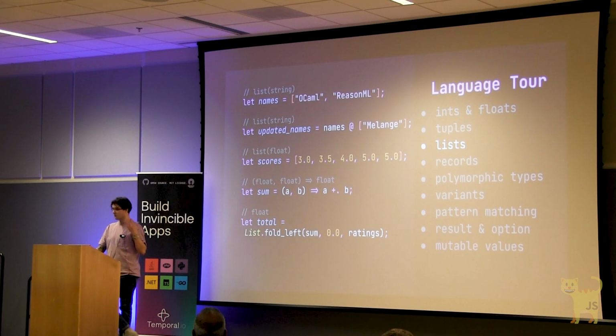Also good to call out with lists, you can't mix and match data types, right? We couldn't have a float, an int, a string. It has to be all of the same data type. Next up is sum. This is going to be the first function we see in Reason.